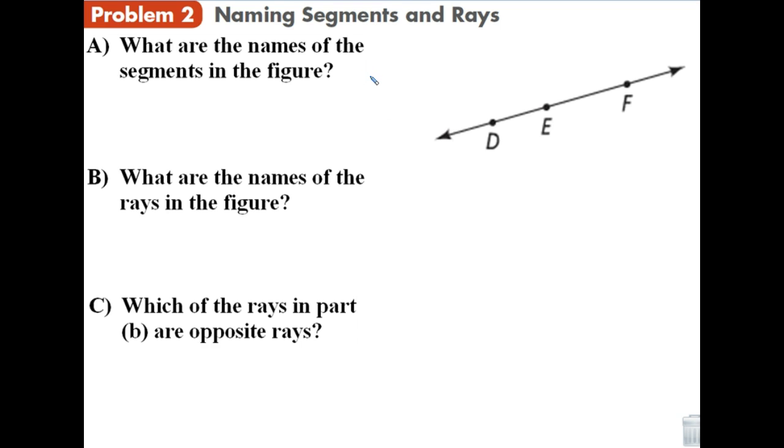All right, so A, what are the names of the segments in the figure? I see a few segments. First off, I see DE, the part of the line between D and E, so we could say DE is a segment. Next segment I see is EF. So we have segment EF. And then last, if we put those two segments together, I get the larger segment, DF.